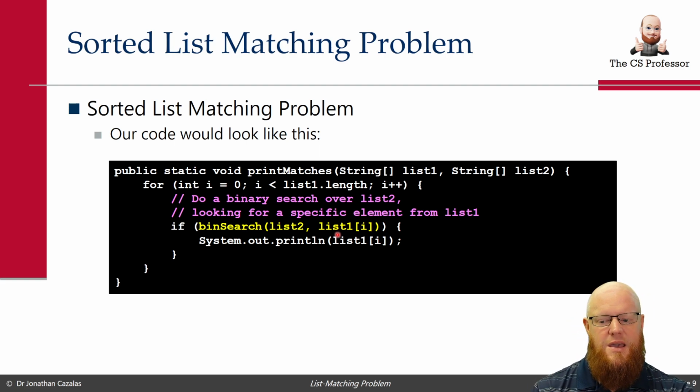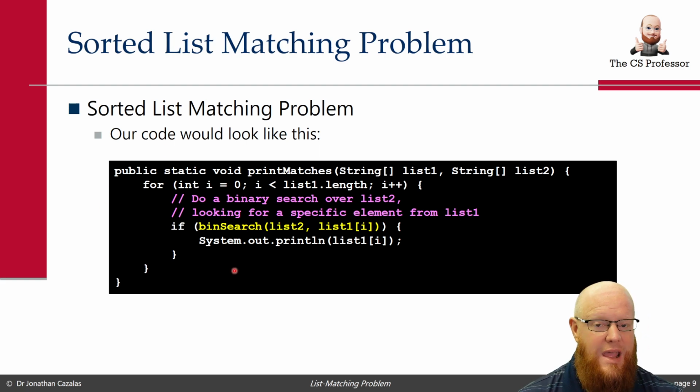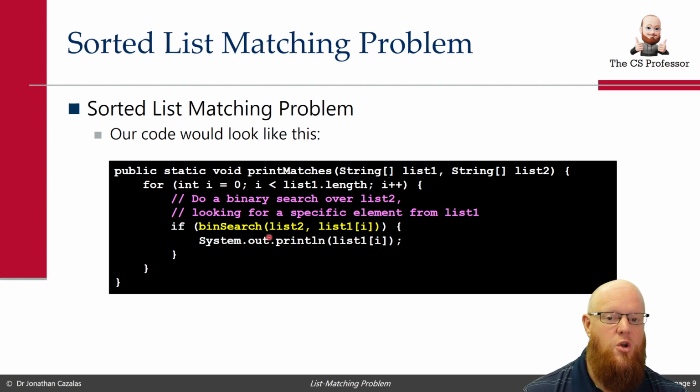So we made it look nice by offloading the binary search into its own method, to clean up this print matches method. But that's really it. This for loop runs n times. This binary search runs log of n times. And so for each one of these outer n times of this for loop, we have a cost of log n, so therefore a total cost of n log n.